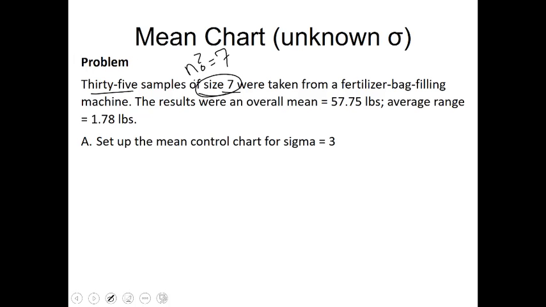The results were an overall mean, that would be our X double bar, of 57.75, and an average range of 1.78. So, in order to calculate our upper control limit, we don't see the standard deviation noted anywhere, so it's a sign that we should be using a different formula. We'll take our X double bar, we'll take our A2 value, times our R bar.